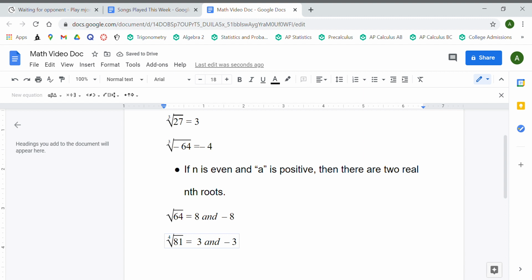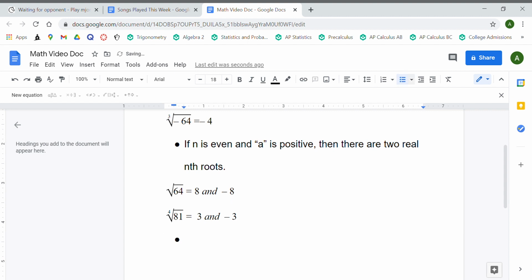So the thing to remember is that the real nth roots for this kind of situation are always a number and its opposite. All right.